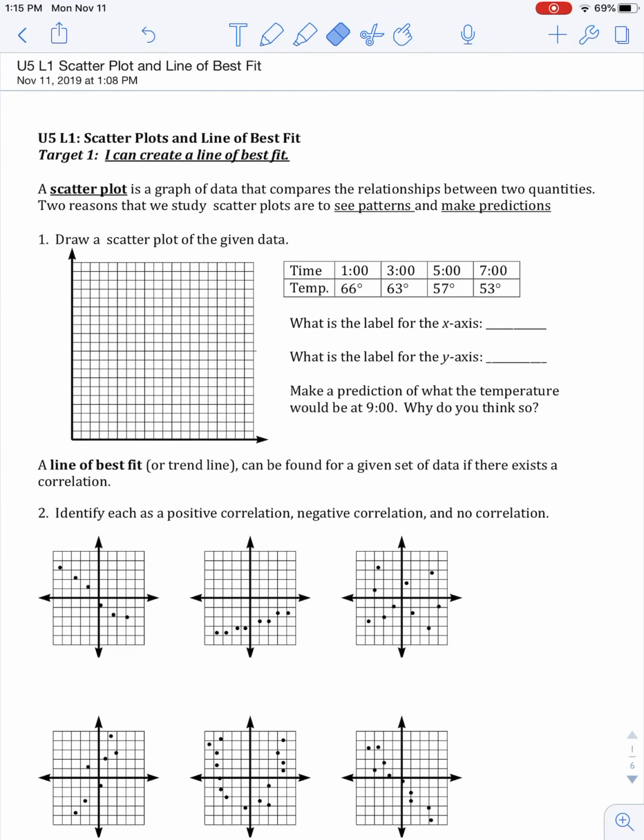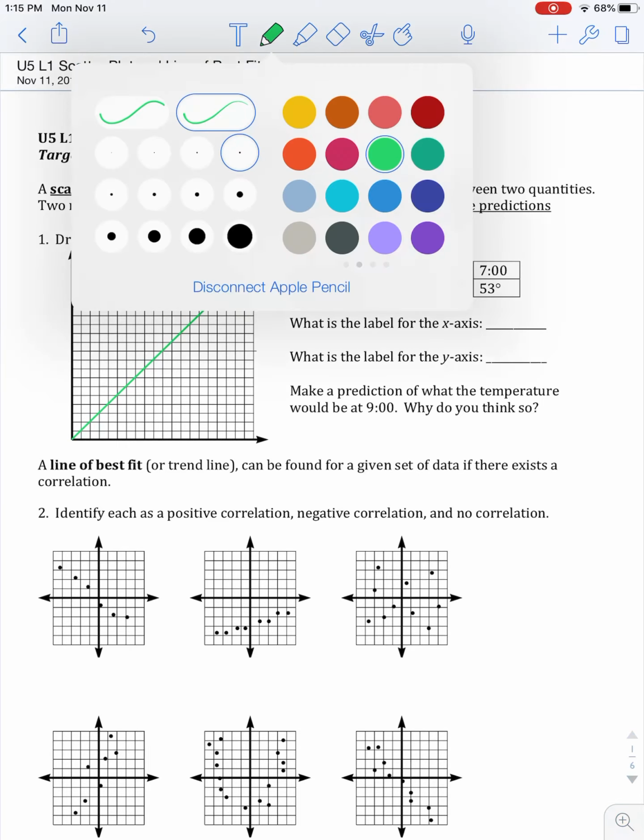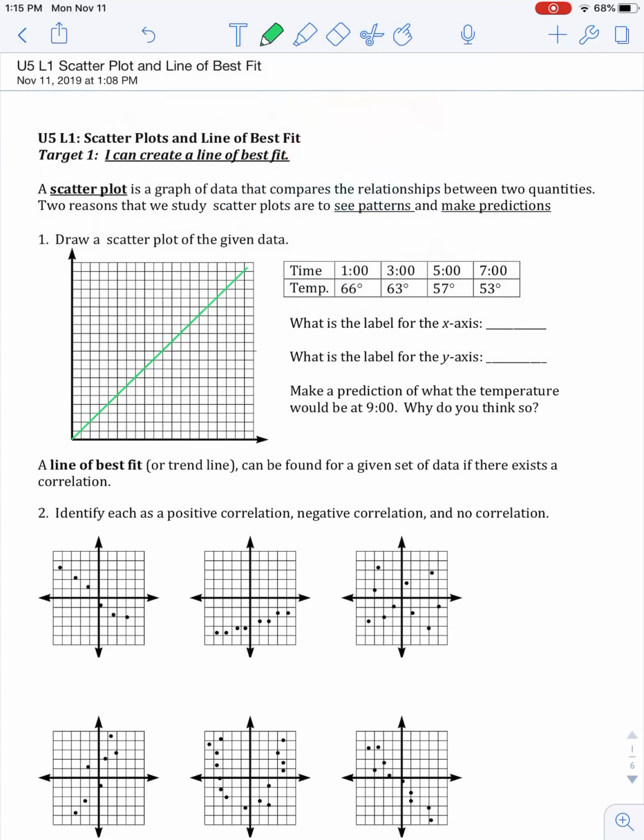Alright, this is a video lesson for Unit 5, Lesson 1, which is talking about scatter plots and lines of best fit. A scatter plot is a graph that isn't necessarily a line or a perfect rule. When you're talking about a rule, you're talking about something where every point is perfectly on a line, so every ordered pair is nicely on the line. You're going to see that for every single point. That's not really what we're dealing with in this lesson.